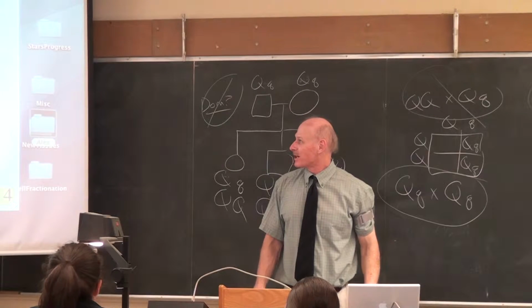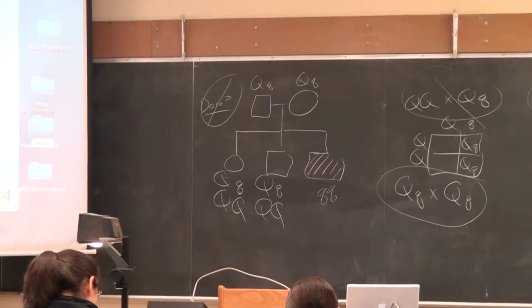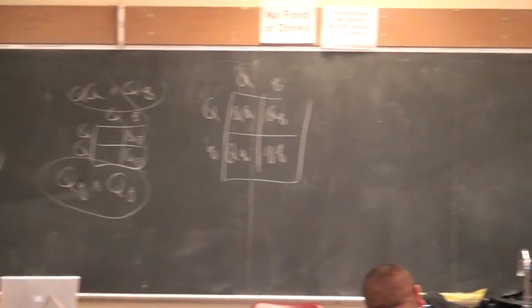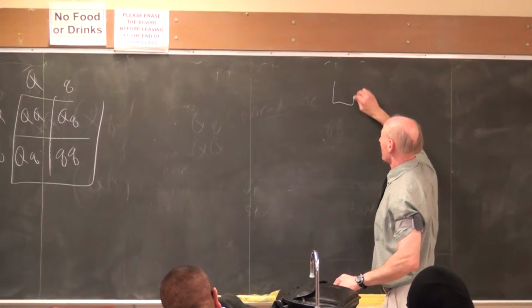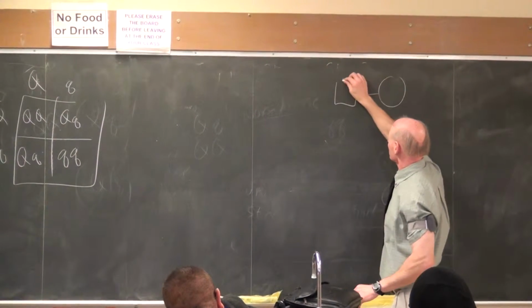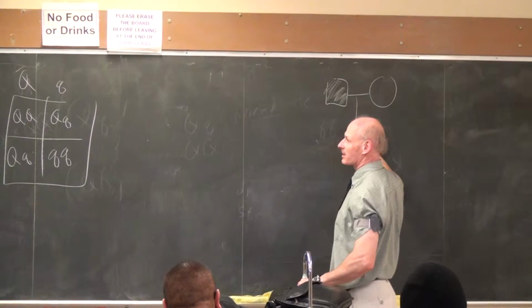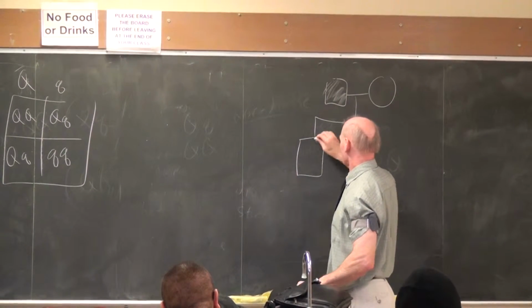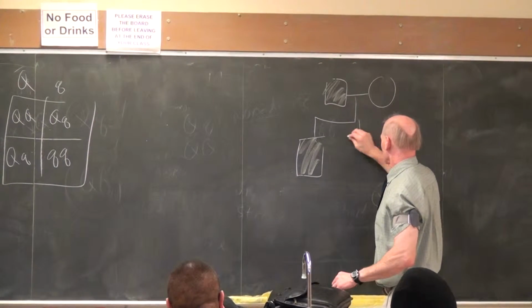Okay, here's another example. Could this be a dominant disease? The answer is yes, it might be. Here's the parents. What do the kids look like? They've got 3 sons. Poor people.